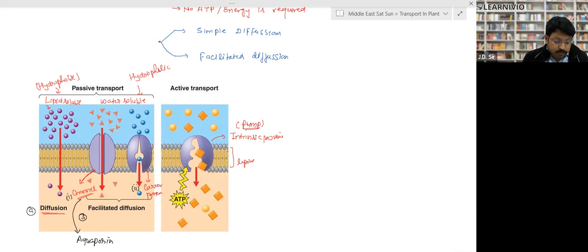It is uphill transport. That is, it takes place against the concentration gradient. It is faster than passive transport.